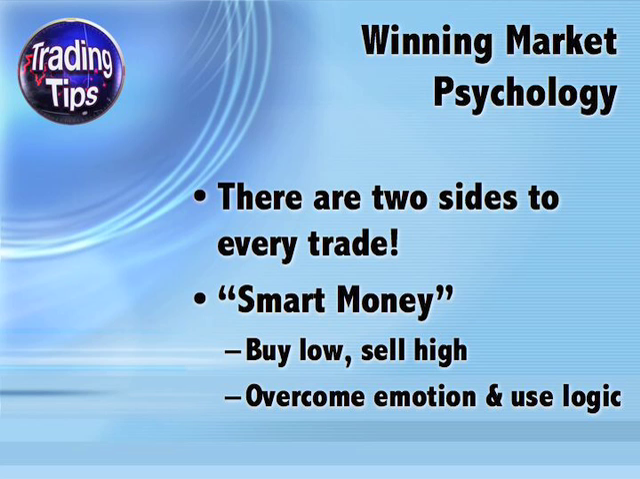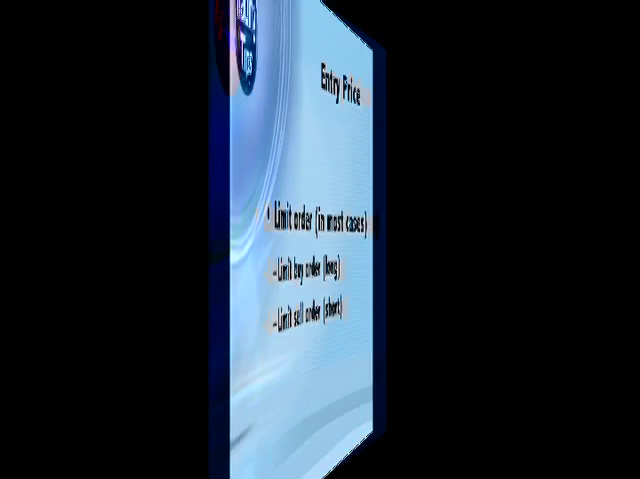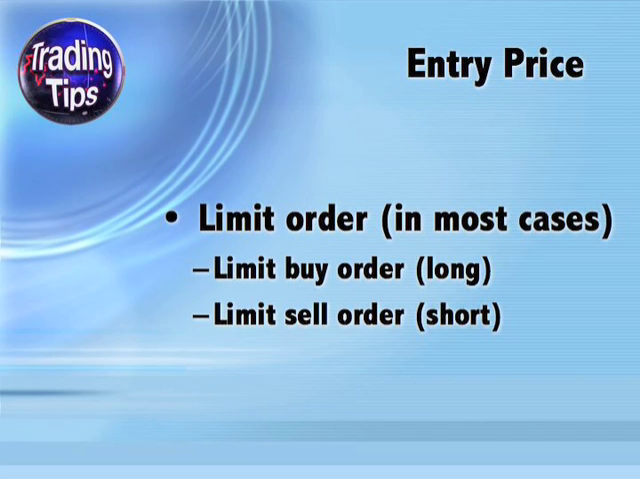How do you overcome your emotions? You have to have a plan, and you have to stick to it. That plan should consist of an entry price, target price or prices, and a stop loss for every stock you buy or short sell. First, let's look at entry price. This is the price at which you want to buy or short a stock.